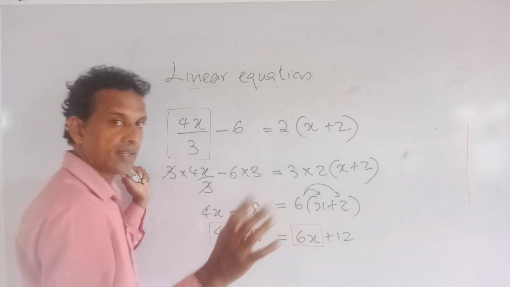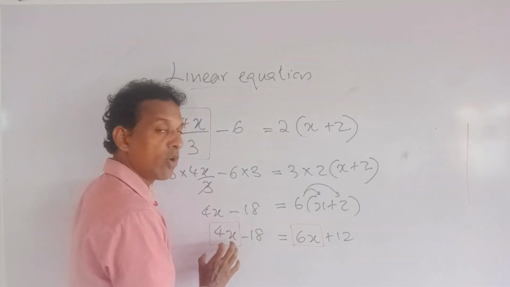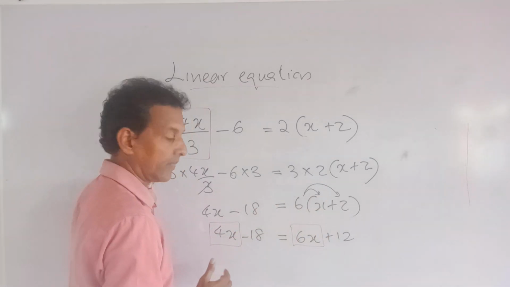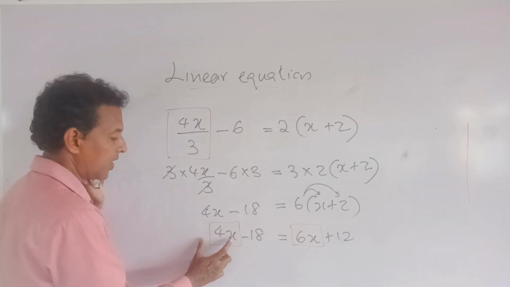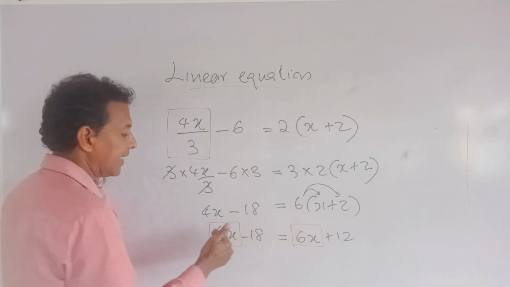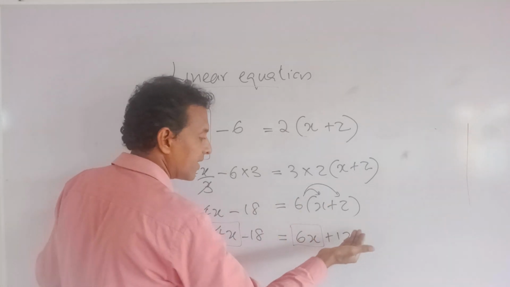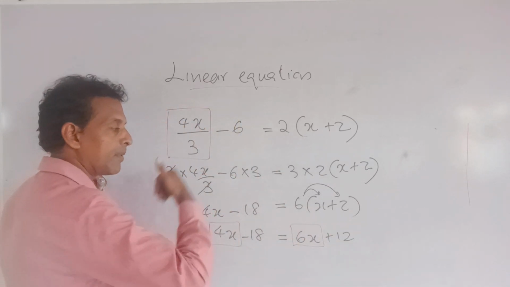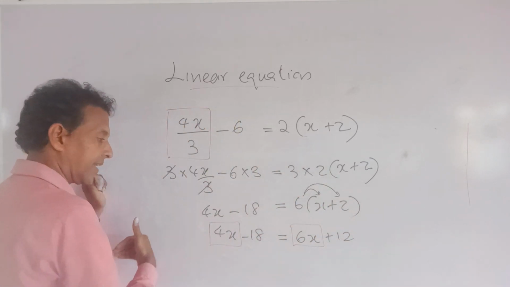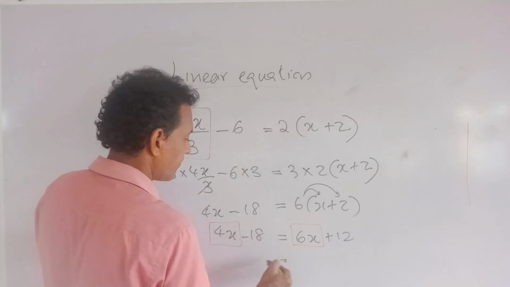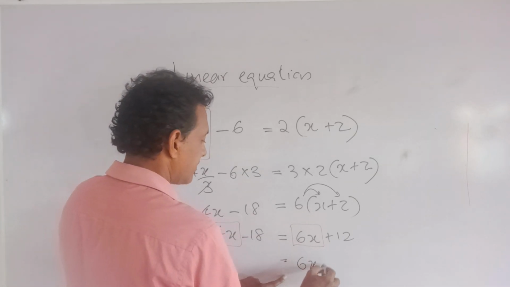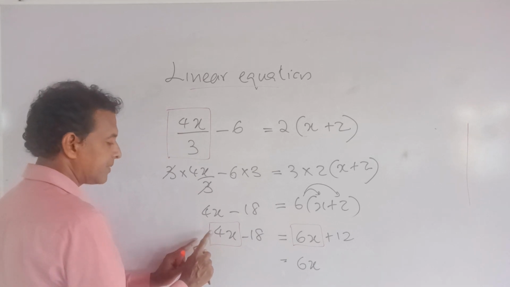As I mentioned, take the lower value to the greater value side. So 4x is smaller than 6x. Take 4x to the other side, while taking that plus 12 to this side. Variable to one side, numbers to one side. So now what do you do? Here we have 6x, write that first. Take this small one, this is plus.